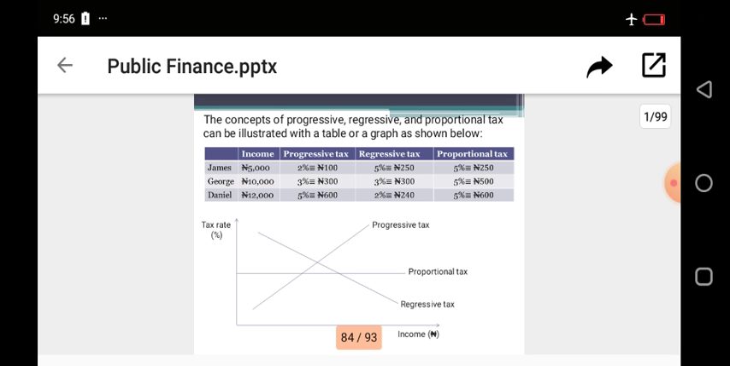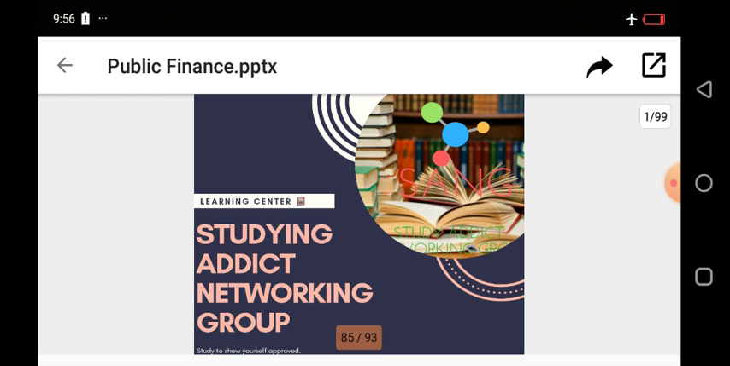So take note that these forms of tax are what government use to raise money. We've come to the end of forms of tax, and I believe you've learned one or two things. As time goes on, we'll be introducing more subtopics under your public finance. Probably we'll be looking at fiscal policy, and how it affects a country.